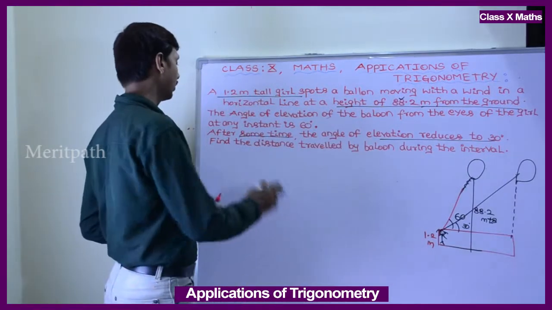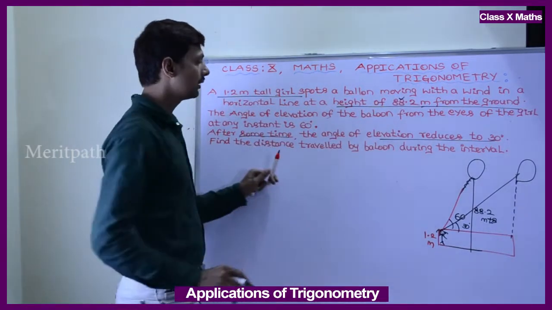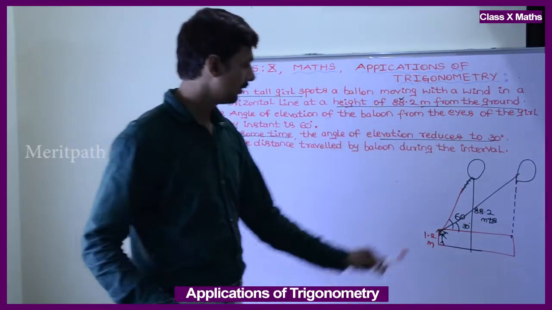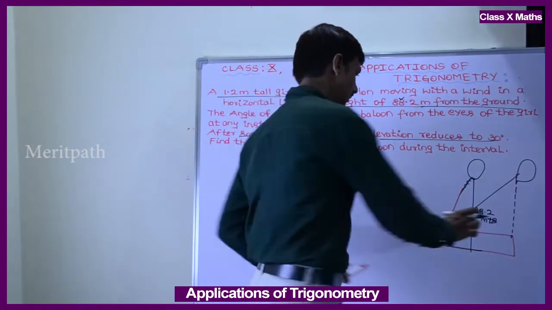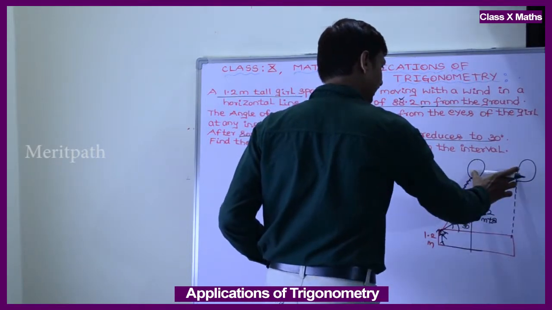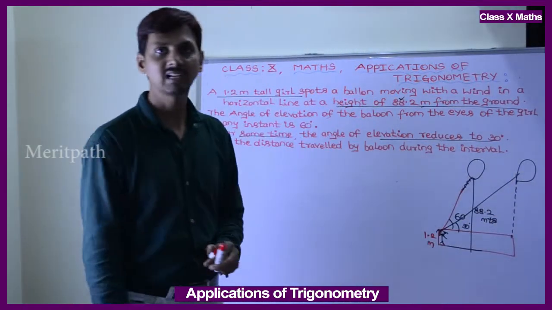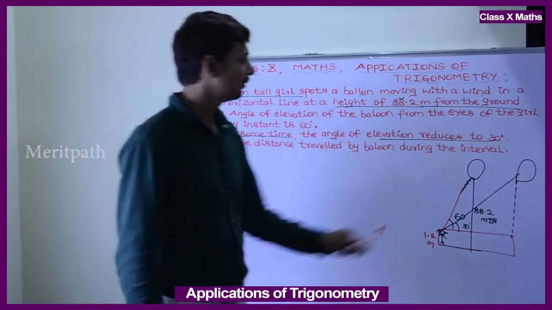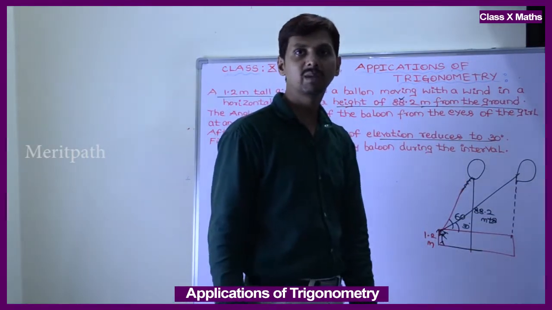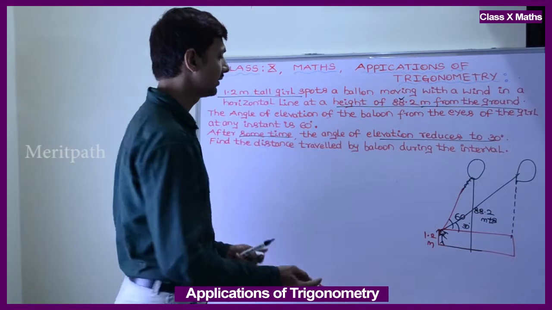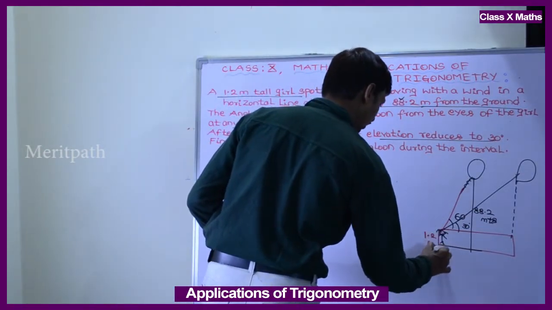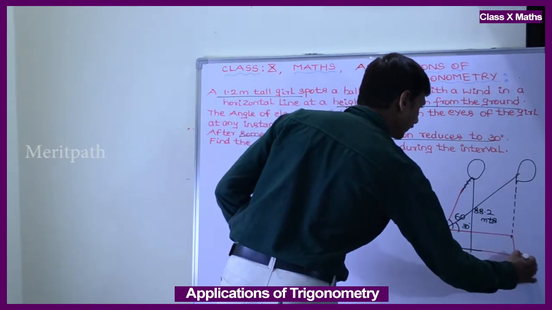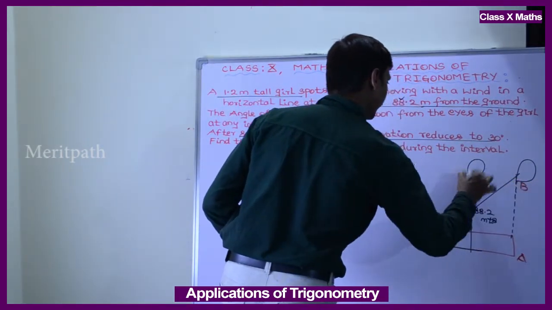So we need to find out the distance traveled by the balloon from this point to this point. The distance between these two points is nothing but the distance traveled by the balloon. So let us take the names as O, A, B, C.